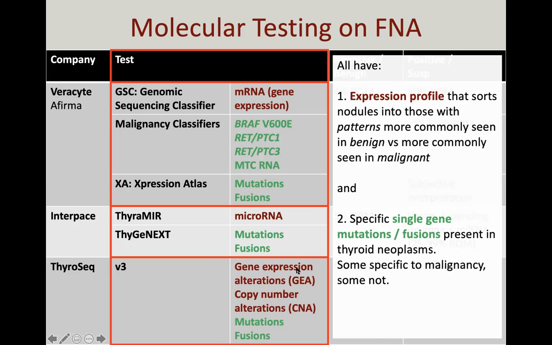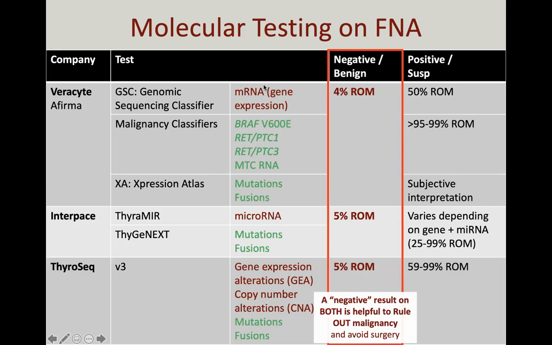Secondly, they all tend to have reporting of those single gene mutations or single gene fusions, like I mentioned before, that are known in thyroid neoplasms, some of them being specific to malignancy, some of them just being specific to a neoplasm, right? So all these 3 tests have both of these types of results.